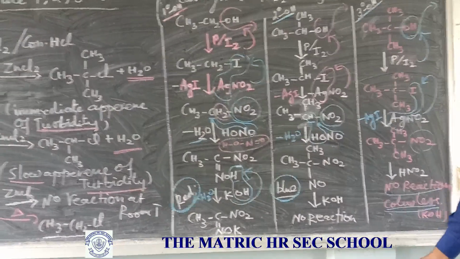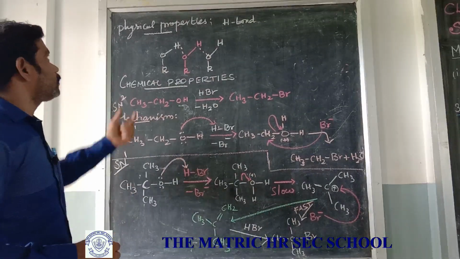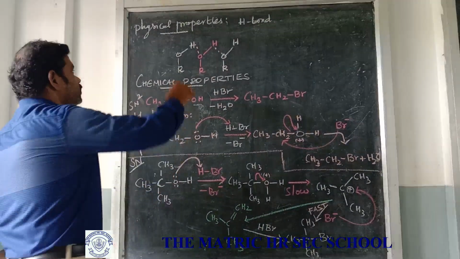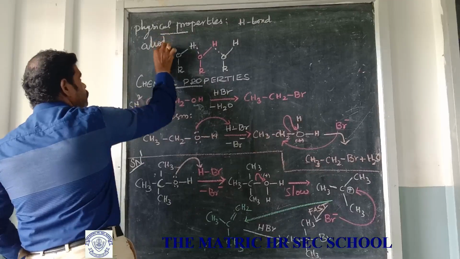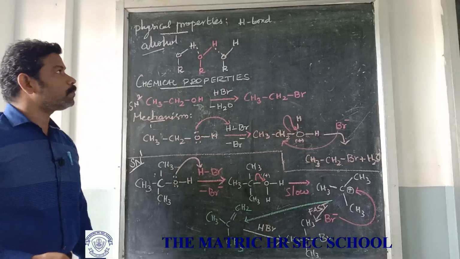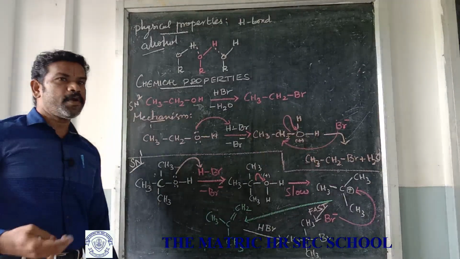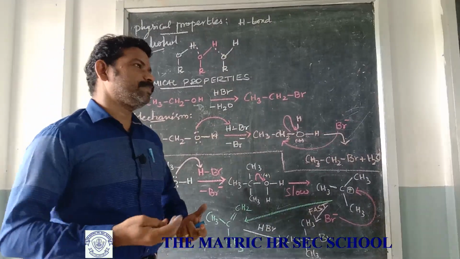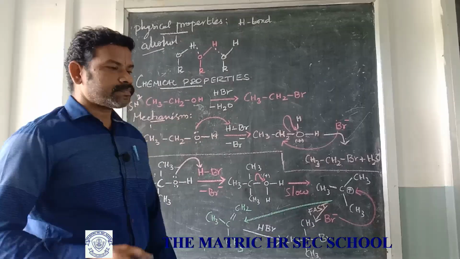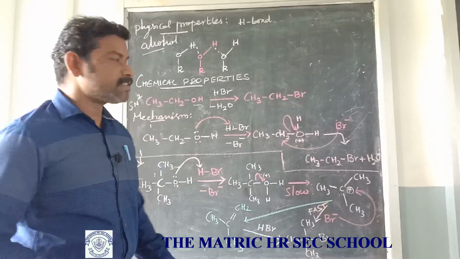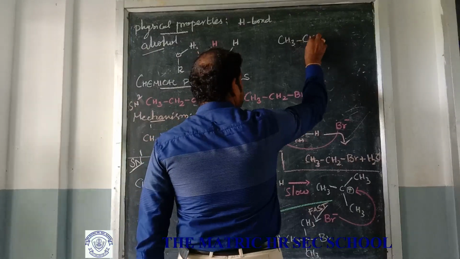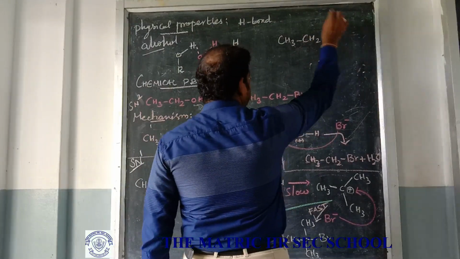Okay, students. Then we will go to the physical properties of alcohols. Physical properties of alcohol. Generally, the boiling point of alcohol is very low. Lower member alcohols are in the liquid state; higher member alcohols are waxy. But for the same number of carbons, for example, you will take ethyl alcohol, CH3CH2OH. That is ethyl alcohol.